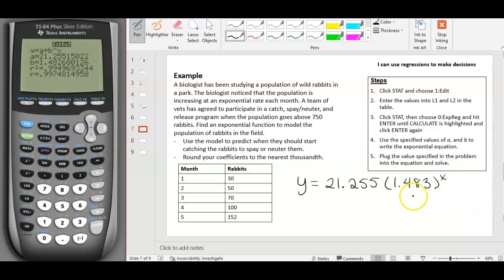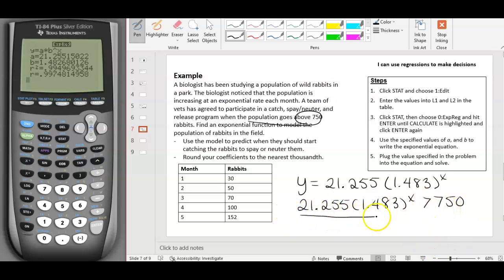Okay, so now what it wants us to do is predict when they should start catching the rabbits. So they want to start this program when the population goes above 750, okay? So since the number of rabbits is y, we want to figure out when 21.255 times 1.483 to the x is greater than 750. Okay, so now we need to solve this exponential equation.